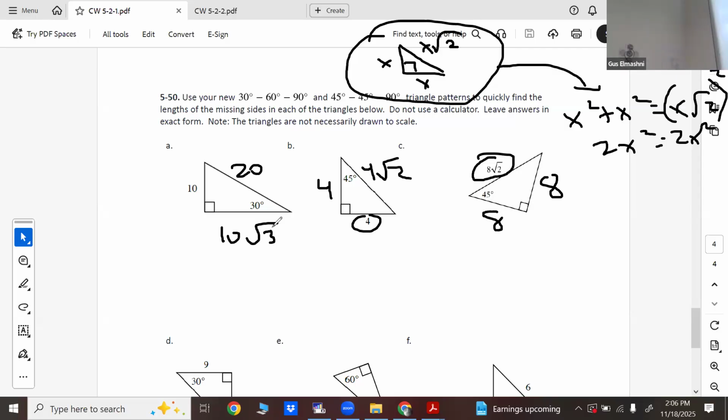10 root 3 is the side. What happens if you square 10? What's 10 times 10? If you square this, be careful. You square 10 and you square root 3. What's 10 squared times root 3 squared? What's 10 squared again? 100. 300, right. Because what's root 3 squared? What's root 3 times root 3? 3. So that's 100 times 3, so that's 300. What's 100 plus 300? 400. What's the square root of 400? 20. Right. Not half. So that's why it works.